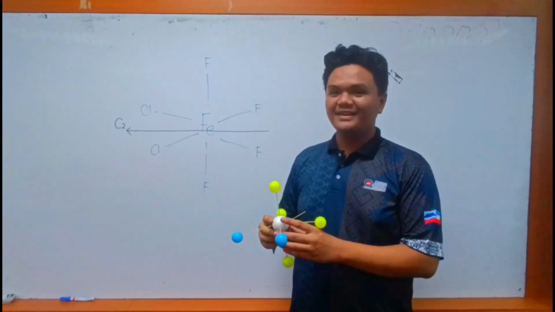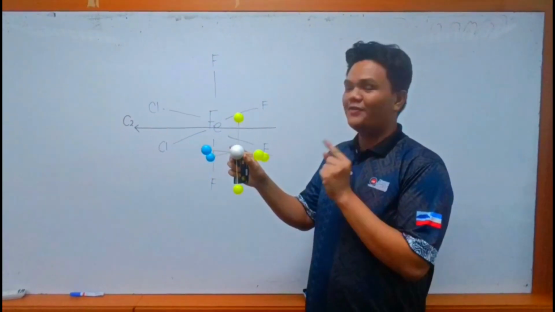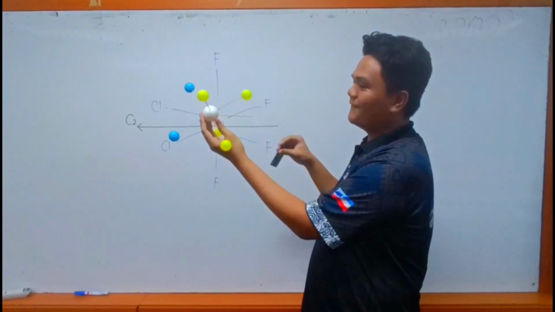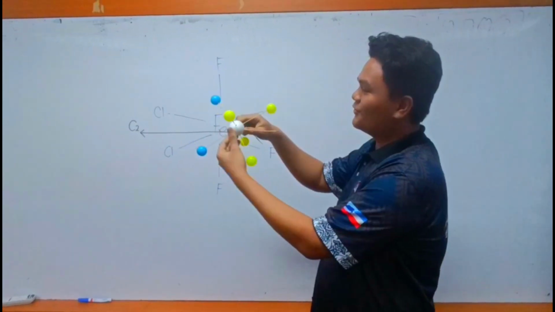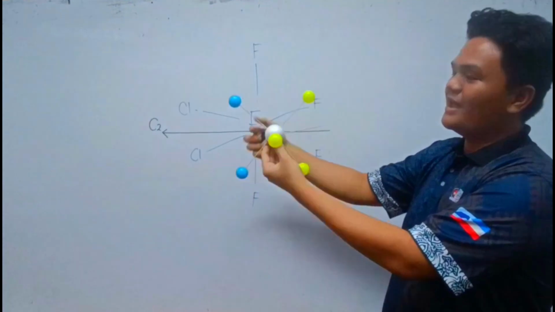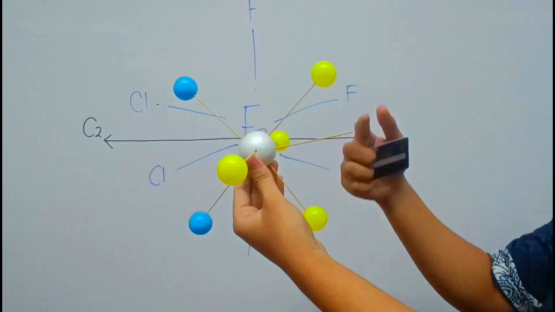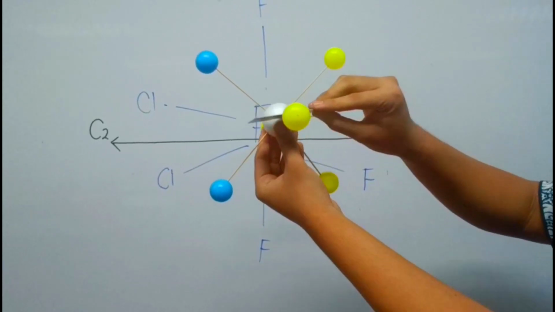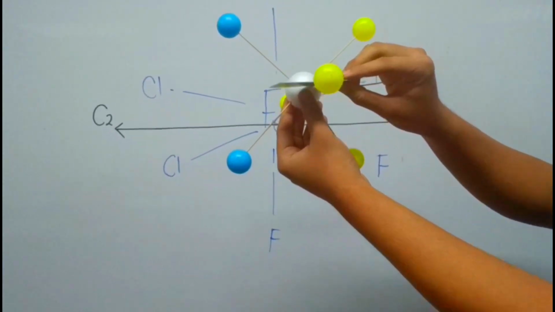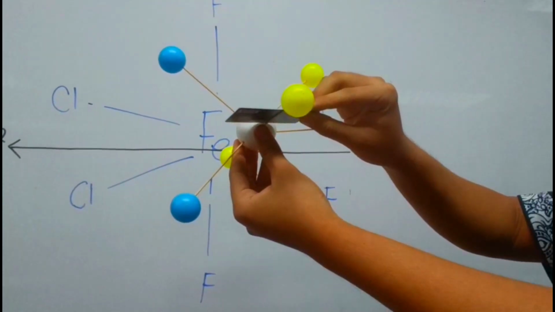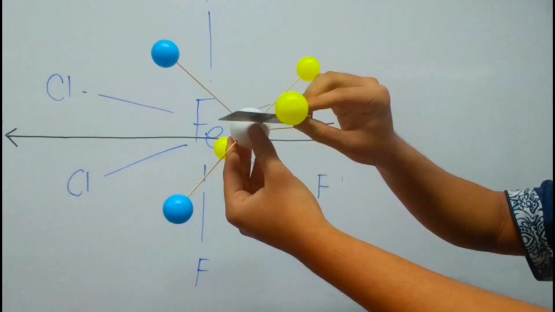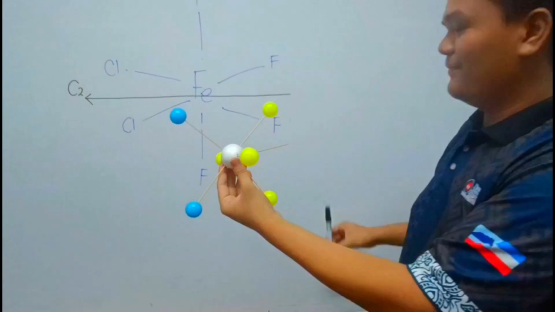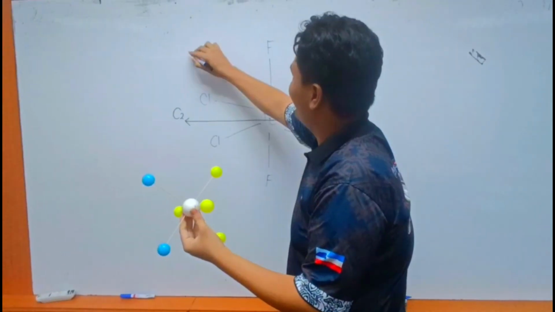Next, we should identify the plane for this molecule. For this model, if we look at the top view, we can find that one plane cuts through between the 2 Cl atoms and the 2 fluorine atoms. So the plane will be here. If we reflect the molecule at this plane, it will have the same configuration.